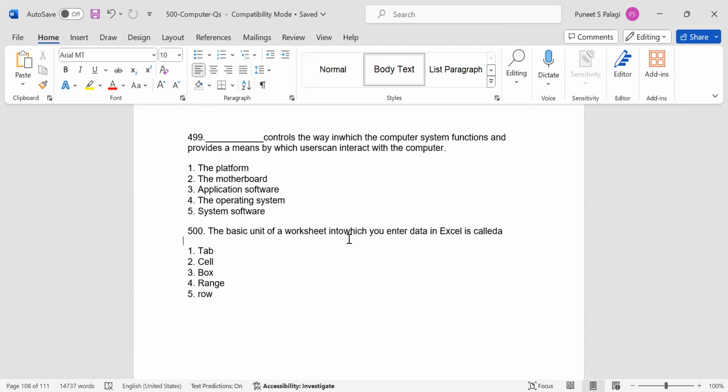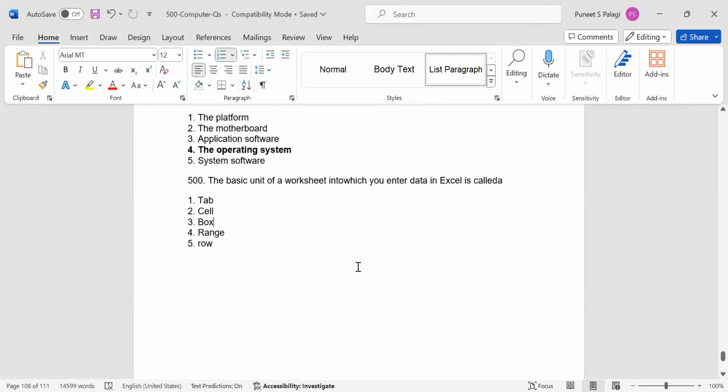Dash controls the way in which computer system functions and provides a means by which users can interact with the computer. It is the operating system. The basic unit of a worksheet into which you enter the data in Excel is called cell.